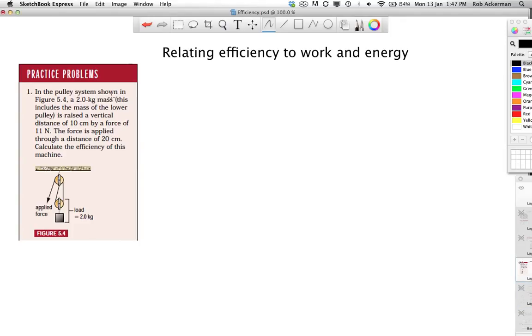Let's try one quick example here that applies the concept of efficiency to work and energy. This is a question out of your textbook. The textbook is Physics 11 by Addison Wesley, and this is in section 5.2. What they ask you to do is to consider this pulley system.